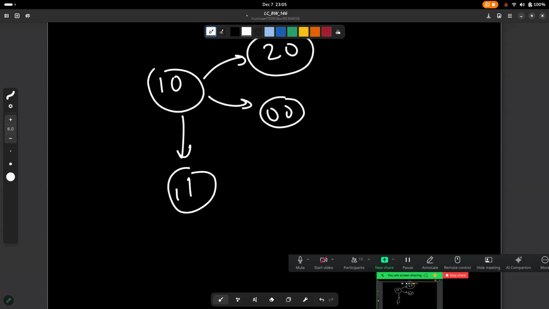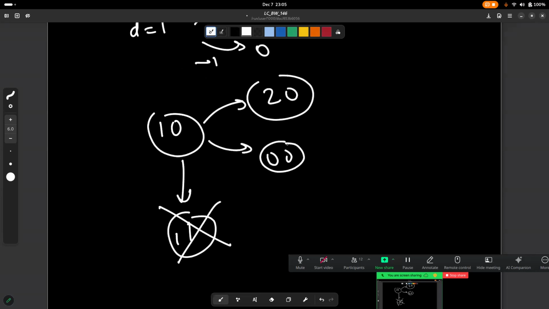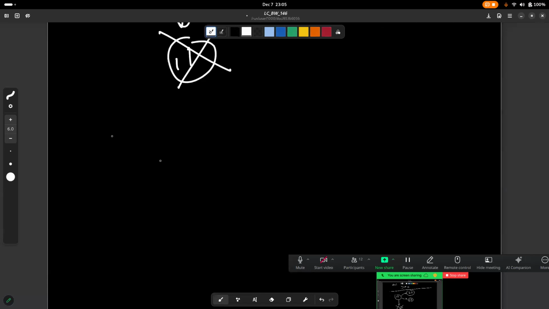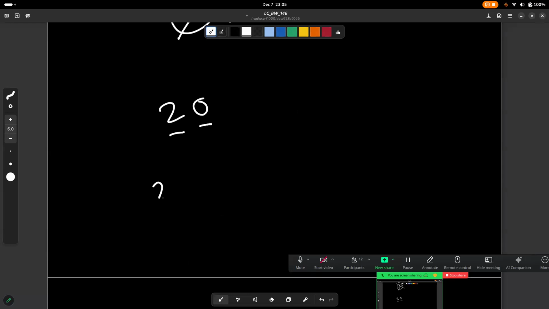But we're given the condition that no number in the complete process should be a prime number. 11 is a prime number, so we can't go to 11. Okay. Now I have 20, I have 0. Well, 0 is very far away from our target of 21. So let's operate on 20. From 20, I have these digits. My first digit is 2. From 2, I can increment it and go to 3, or decrement it and go to 1.